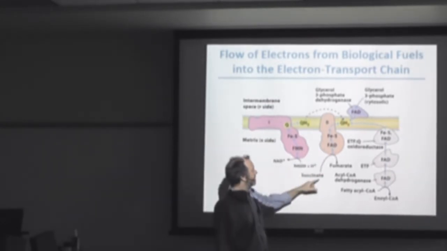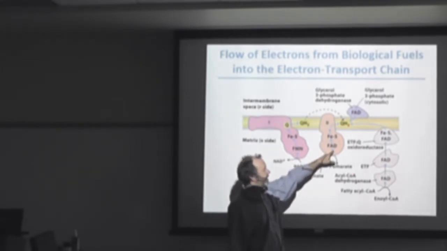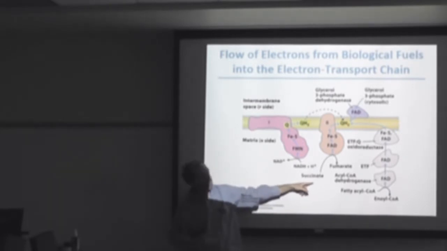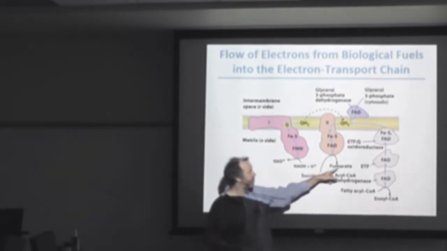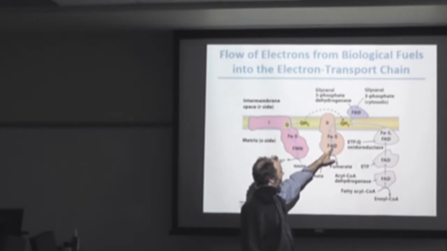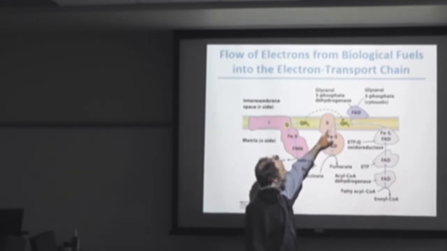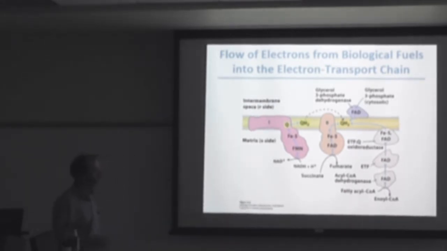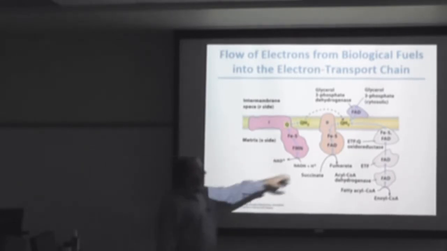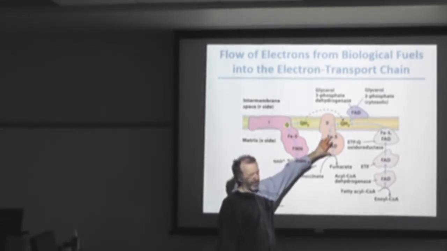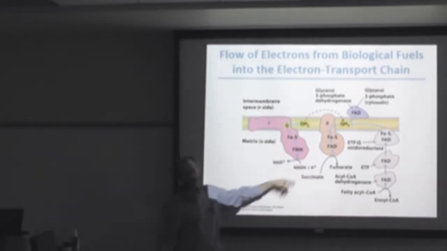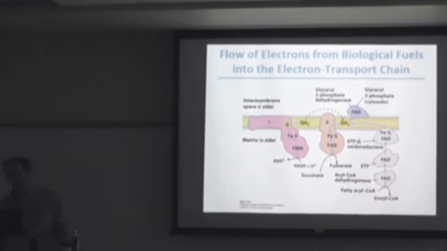Complex 2, however, takes those electrons from FADH2. And the example directly in the TCA cycle is going from succinate to fumarate. Those electrons go from FAD to the iron sulfur center and then to ubiquinone to go to complex 3 eventually. And theoretically, complex 2 does not pump protons across the membrane, so you get more energy from the electrons coming from NADH than you would from FADH2.